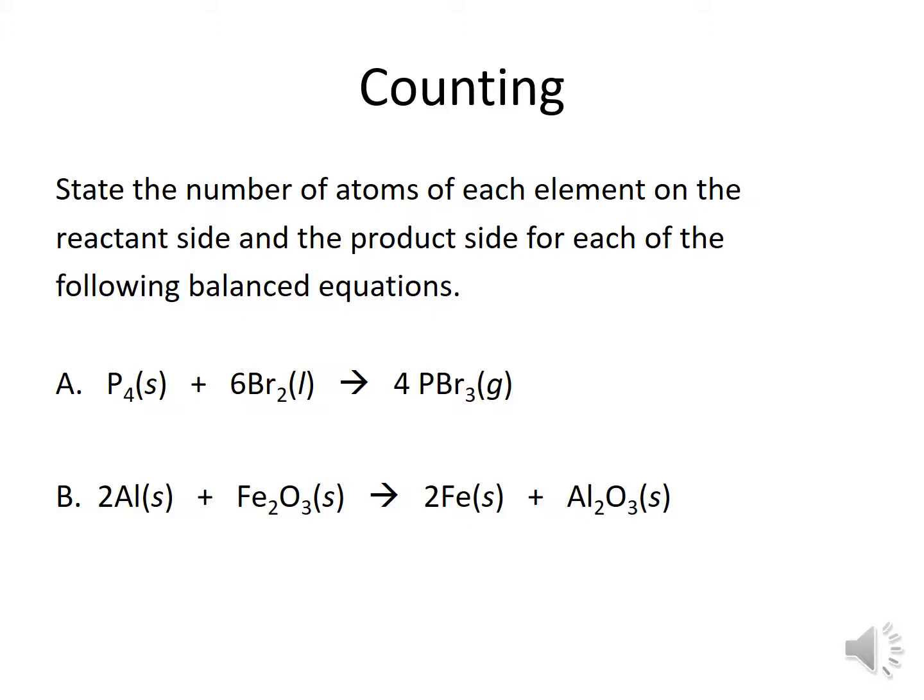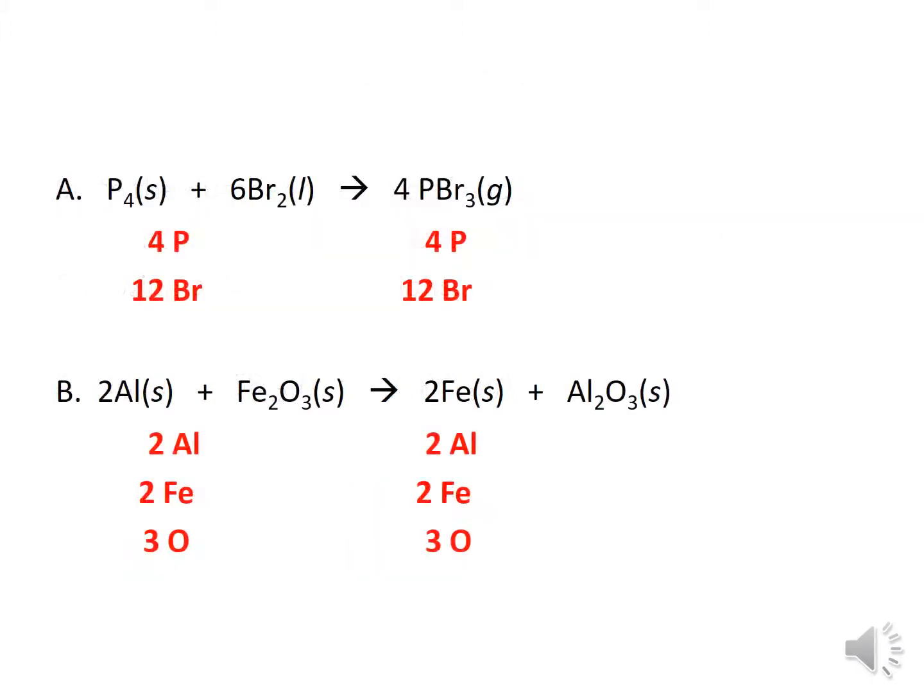In B, we see 2 aluminum atoms plus 2 iron atoms and 3 oxygen atoms, making 2 iron atoms plus 2 aluminum atoms plus 3 oxygen atoms. So we're learning how to interpret the subscripts and the coefficients. Notice in both cases we do have a balanced chemical equation. There are the same number of each type of atom on each side.